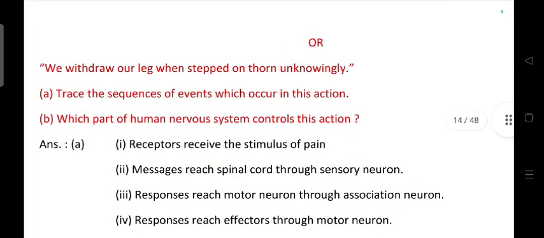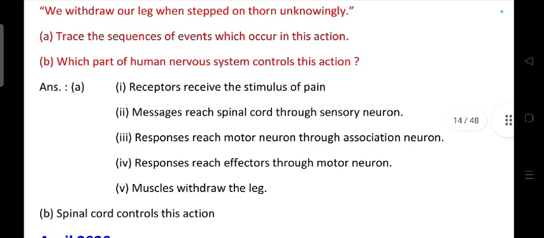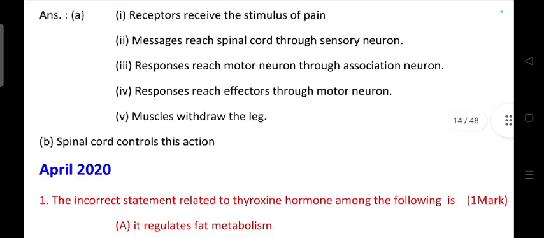Here is the question: we withdraw our leg when stepped on a thorn unknowingly. Trace the sequence of events which occur in this action. Which part of the human nervous system controls this? Brain. So the receptors receive the stimulus of pain. Messages reach the spinal cord through the sensory neuron. Responses reach the motor neuron through the association neuron. Responses reach effectors through the motor neuron. Muscles withdraw the leg. The spinal cord controls this action.